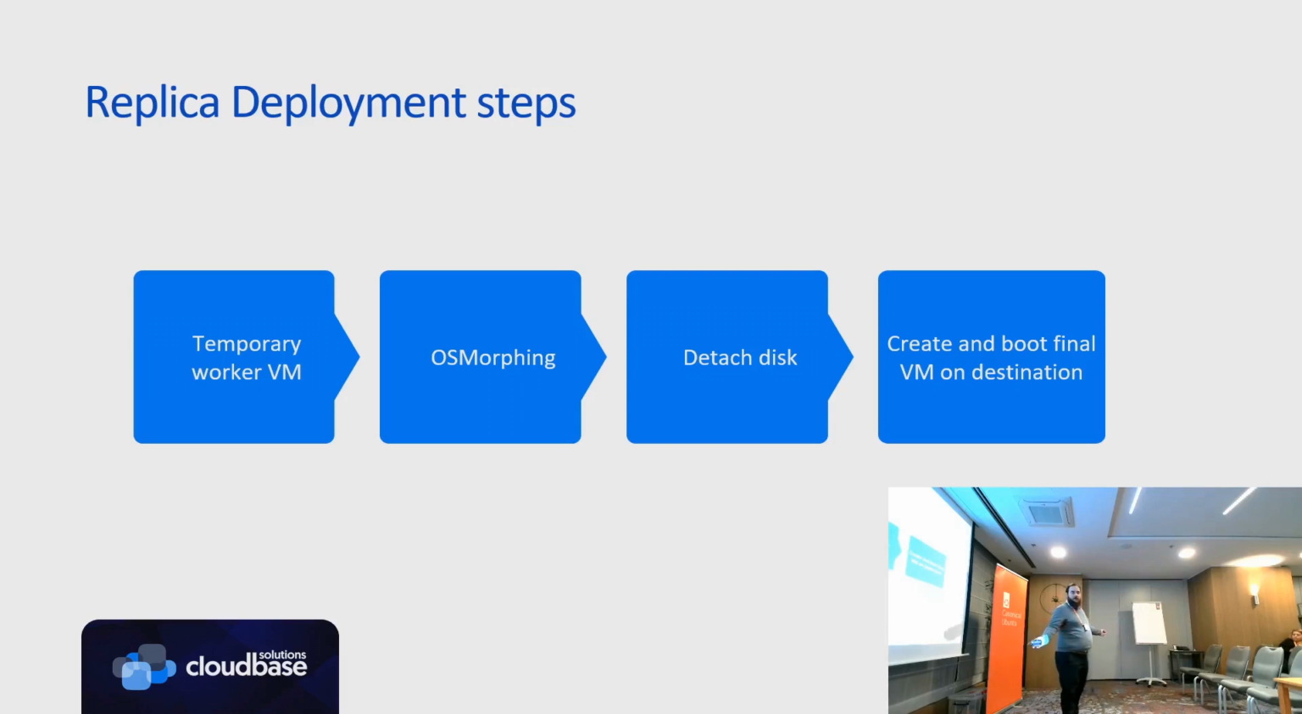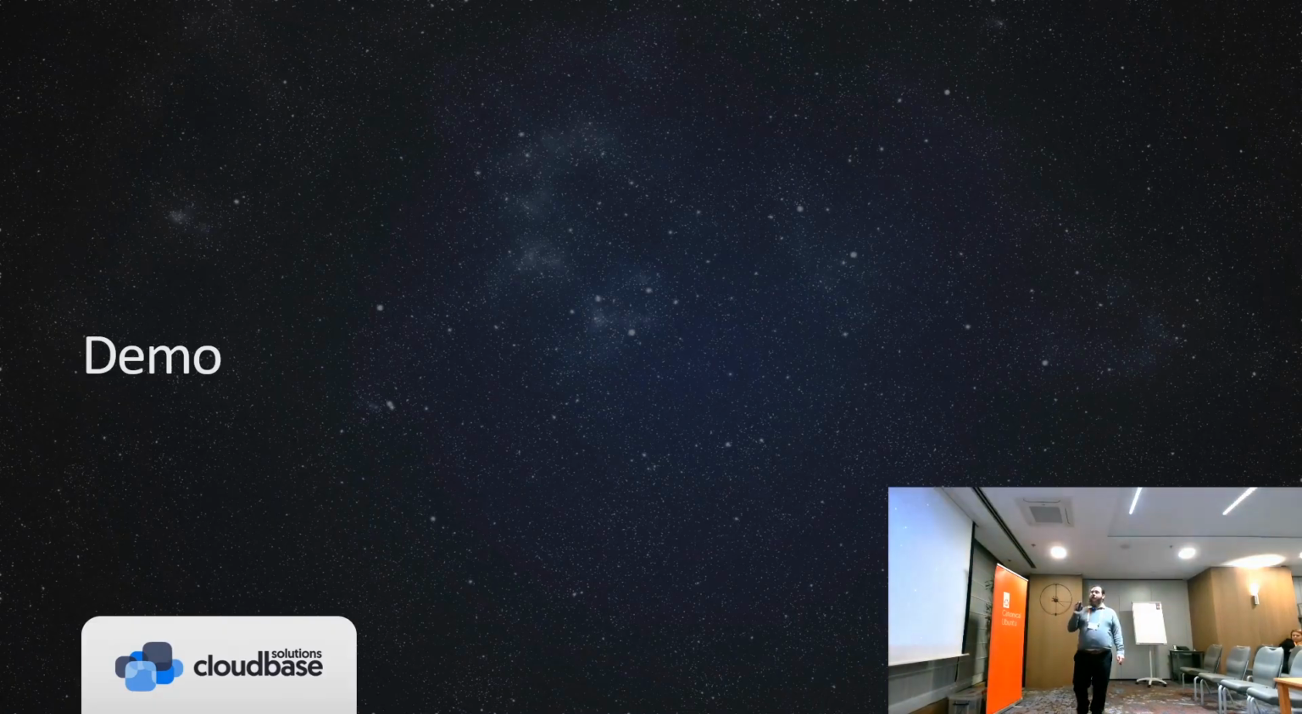And after everything is done, it will detach the disk, clean up the worker, and spin up the final machine with the disk that was just OS morphed. Now, we're going to go through exactly this process.